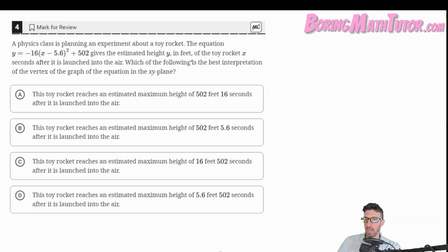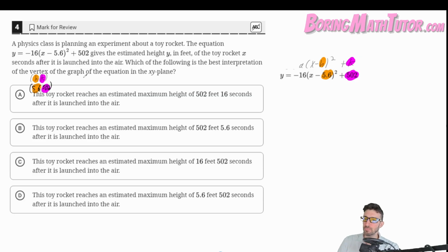Here they want the best interpretation of the vertex. Well, the first thing we need to do is take that equation and identify the vertex. Now, it's in the form of a times x minus h squared plus k, and the vertex is always going to be h comma k. So what is our h in this case? It is 5.6. And then our k is 502. So that means I know that my vertex is 5.6 comma 502, with 5.6 being the x and 502 being the y.